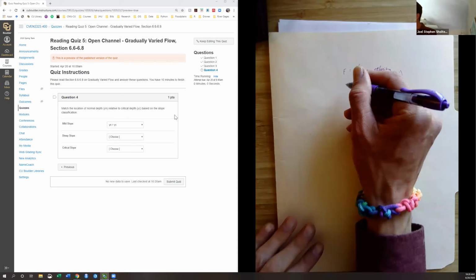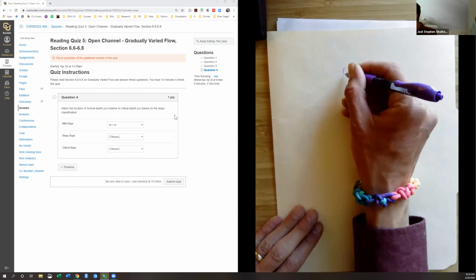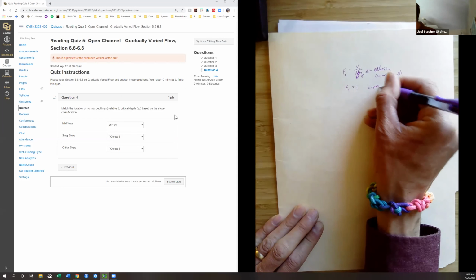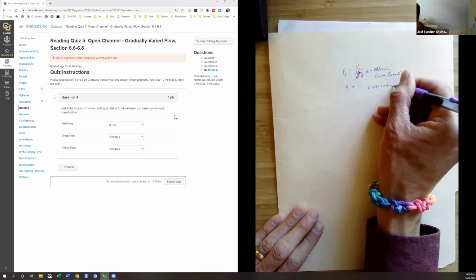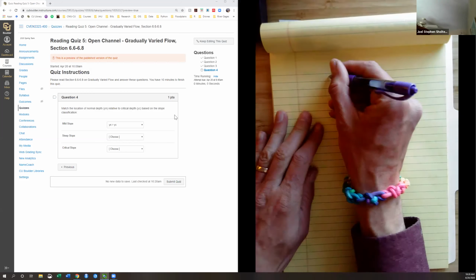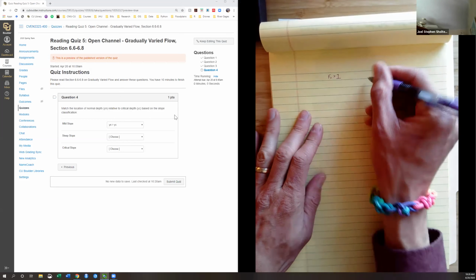So when Froude number is greater than 1, we have supercritical. And that means the velocity of the water is faster than that wave speed. It has those special properties. It also means, Froude number is greater than 1.